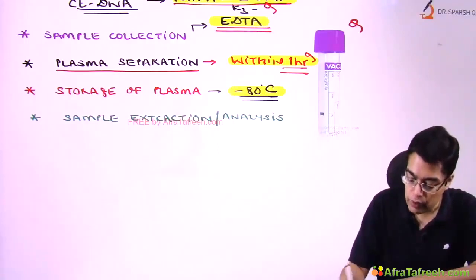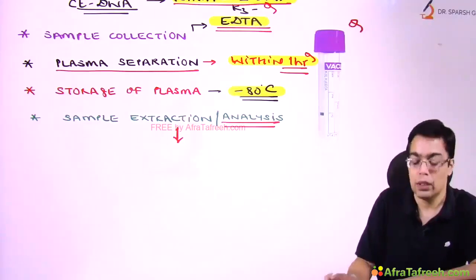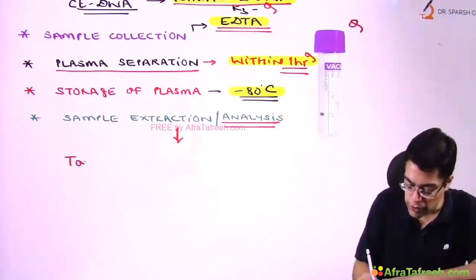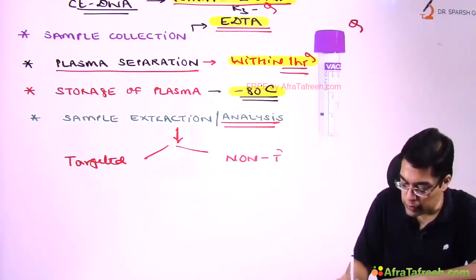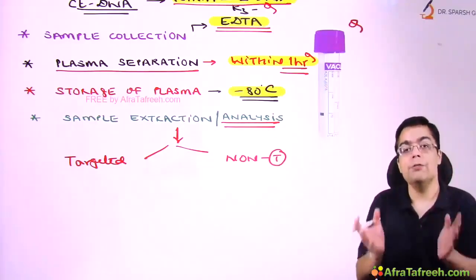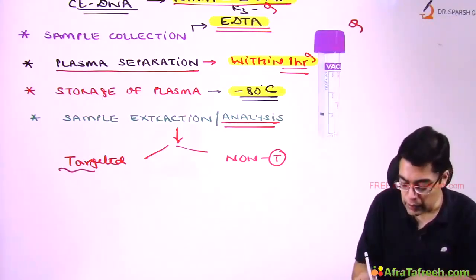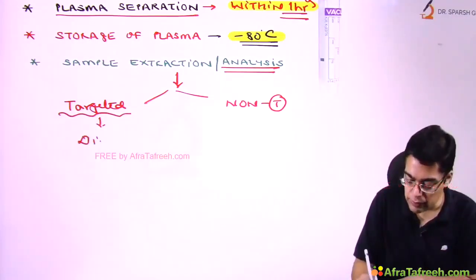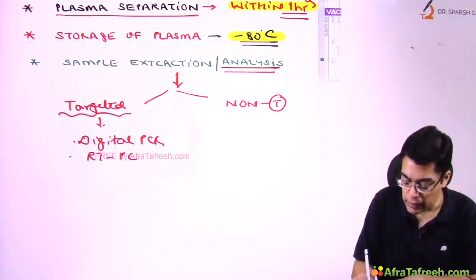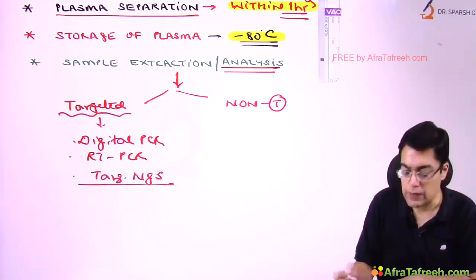Once you have the extracted sample, the subsequent analysis of the sample is to be done. This analysis is done in two approaches, one called a targeted approach and the other called a non-targeted approach. The simple concept is, if you already know what kind of genetic mutations you are expecting, then you go for a targeted approach for the genetic analysis. We use digital polymerase chain reaction, or real-time PCR, or targeted next generation sequencing.